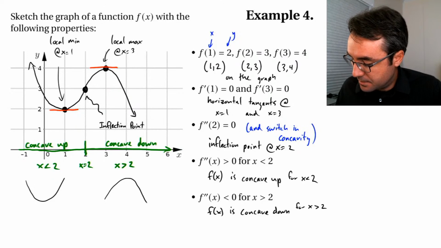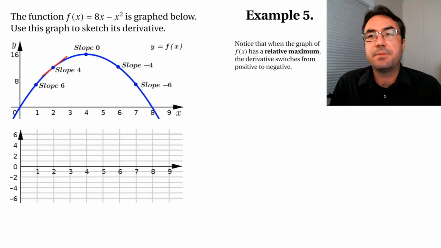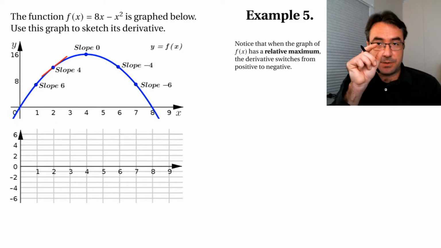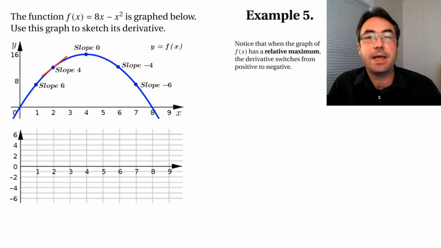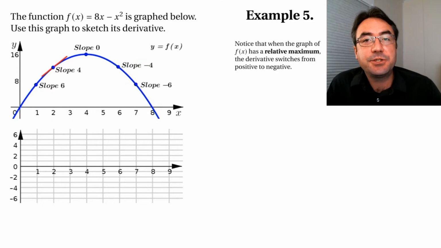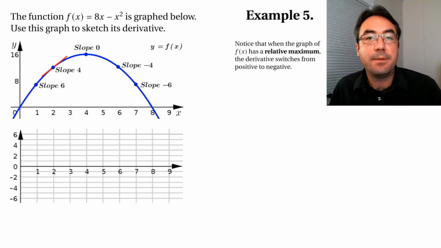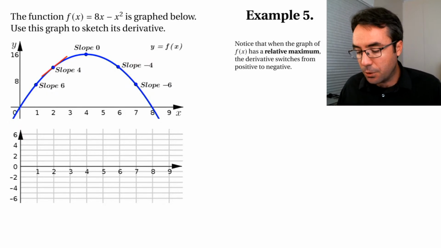All right, so let's try another example. Let's say we have the graph of our function f, and we want to sketch the graph of its derivative. There's a few ways to do this, and one way is to pick a few different points along the curve, as we see here, and then draw in the tangent line at each of those points, and then estimate what the slope of the tangent line is for each of the ones you've drawn.